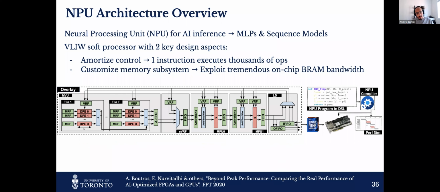You write the RTL for the NPU once, you carefully tune it to your target FPGA to generate a single very high quality bitstream. You deploy it on the FPGA once, and then you program it to run different models purely through software. So we have an NPU front end that accepts TensorFlow, Keras descriptions of your model, compiles it down to NPU instructions, and ships it to the FPGA to run those instructions on the NPU overlay.